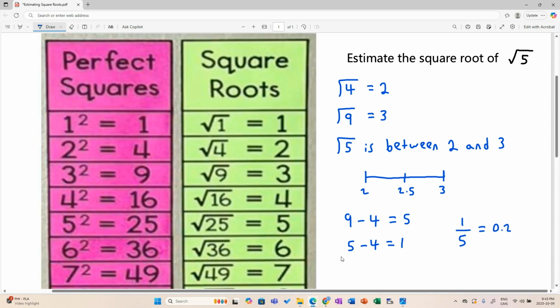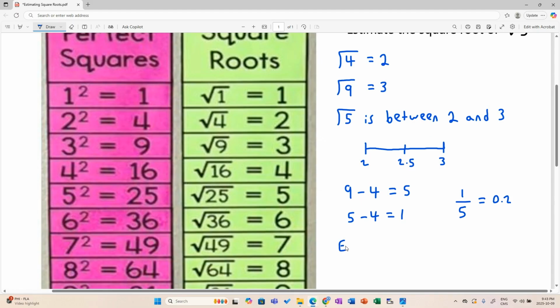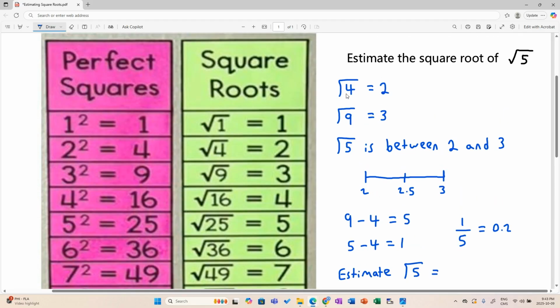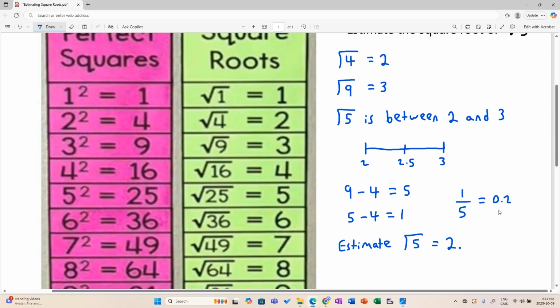Hence, I'm going to estimate that the square root of 5 is going to be equal to, now remember, the square root of 4 is 2, right? Hence, I know the square root of 5 has to be greater than 2. So I'm going to start from 2 here, and I know it can't be greater than 3, so it's going to be 2 point something. From what I did here, I took 9 and subtracted 4 to get 5. Then I took 5 and subtracted 4 to get 1. Then I divided 1 by 5, which gets me 0.2. Hence, I'm going to take this 0.2 and put it right here. And I estimated that the square root of 5 is going to be 2.2.